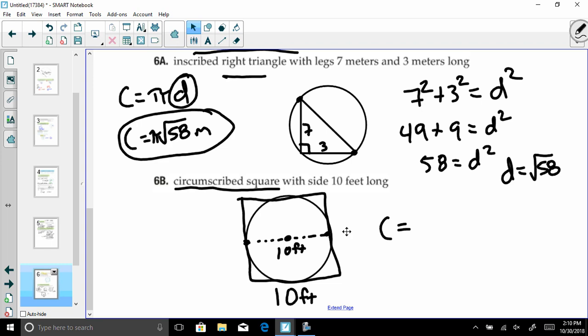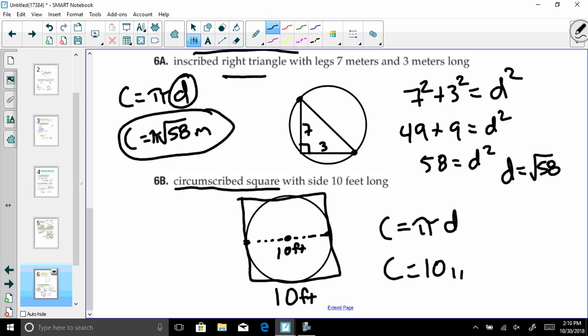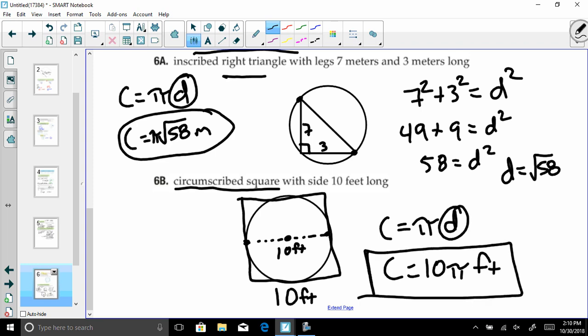So circumference is pi times diameter. Circumference here is 10 pi. Substitute 10 for our diameter, and that would be our exact circumference.